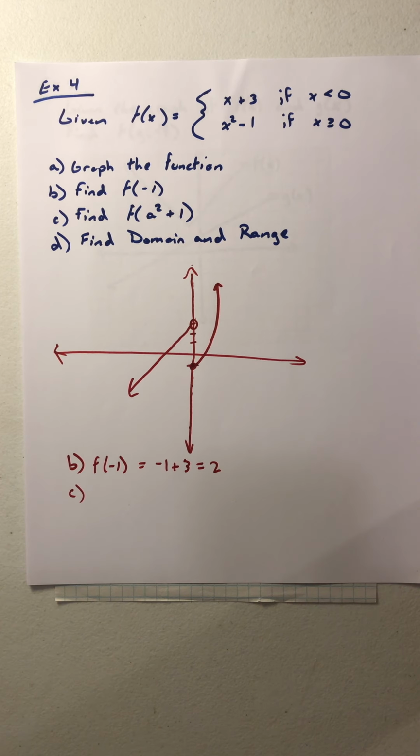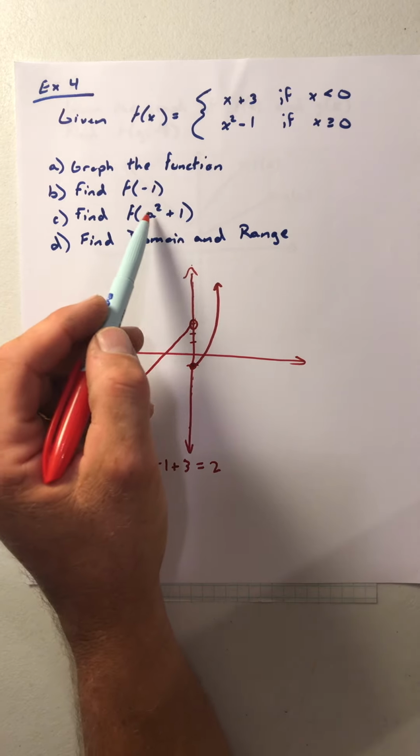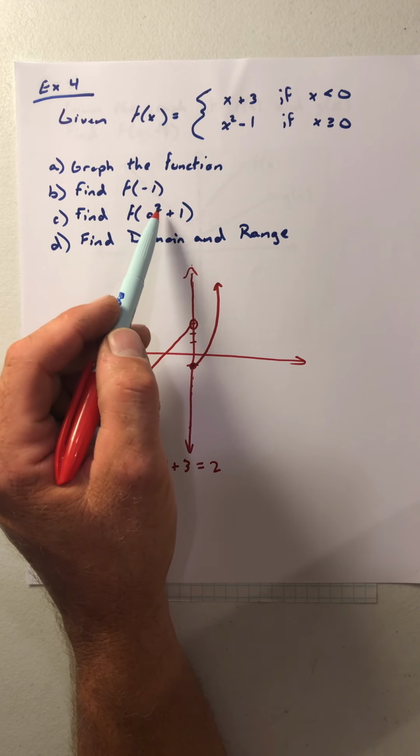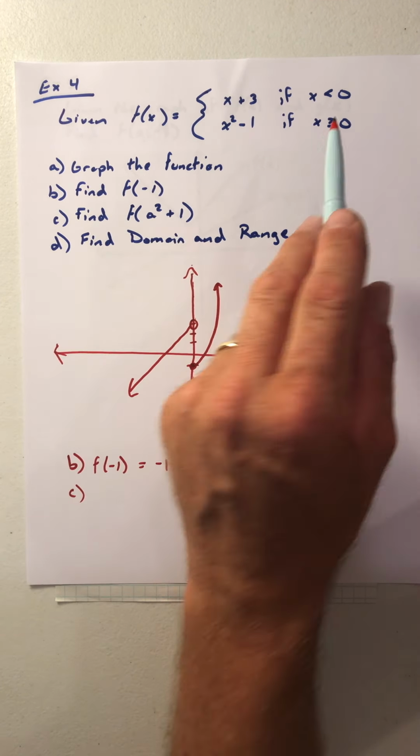For part C, f of a squared plus 1. Oh my, what do we do with the a squared? Well, if you think about a squared, a is going to be a variable. It can be any number you want, but if I square it, it's always going to be a positive value, or 0. But if I add 1 to it, it's always going to be larger than 0. So I know that a squared plus 1 has to be larger than 0.